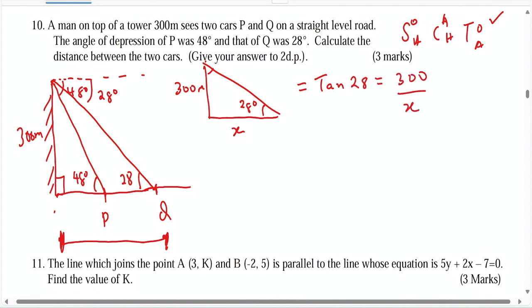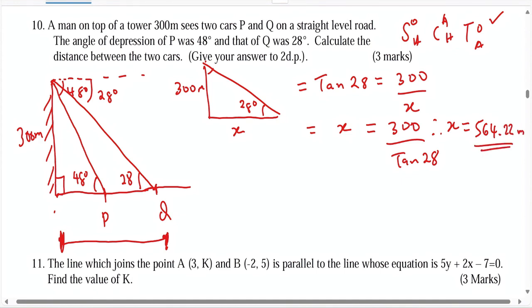Okay. So basically just flip flop, pale ambapo kuna x utaweka pale kwa tan 28 na pale ambapo kuna tan 28 utaweka x. So x equal to 300 divided by tan 28. In rahisi. So basically what would be our x? Our x is equal to what? 300 divided by tan 28 ni 564.2. So hapa ni 564.21 ama 22 meters. So ni kutoka from hapa foot of the tower to Q.